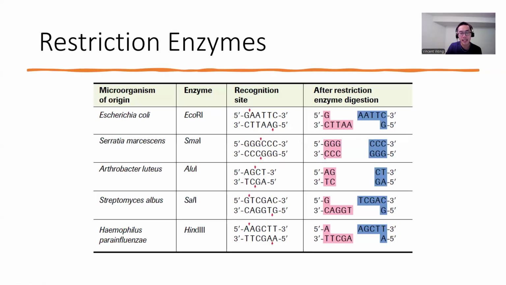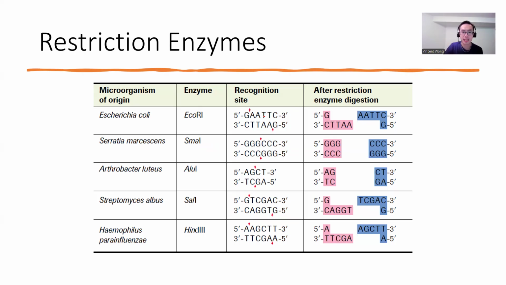But the point is, each restriction enzyme will have a specific recognition site. EcoRI will only cut GAATTC. SmaI will only cut GGGCCC, right? If you have this particular sequence and then you mix it with SmaI, nothing will happen. Okay, so they are very specific in terms of what they want to cut.